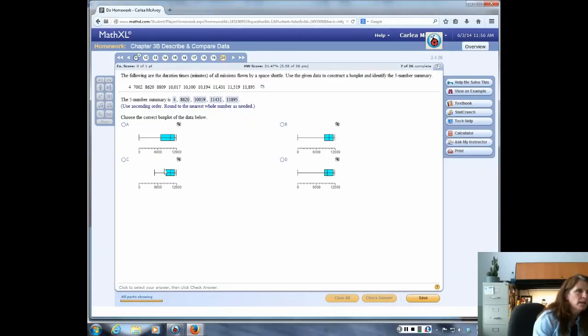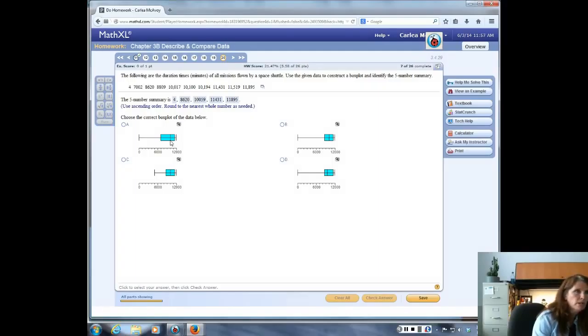So this one's out because look where it's at. The minimum is not that, so forget about that one. And then the box shows the quartile 1 at the left side, the median in the middle, and the quartile 3 at the right side. The median and the quartile 2 are one and the same.